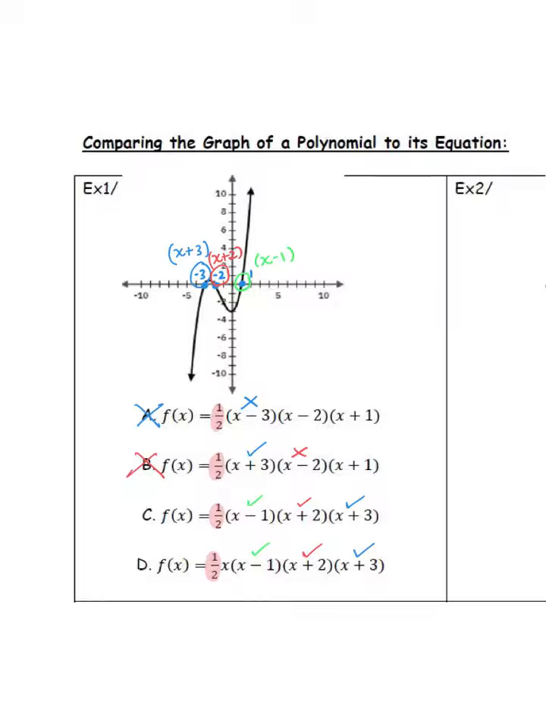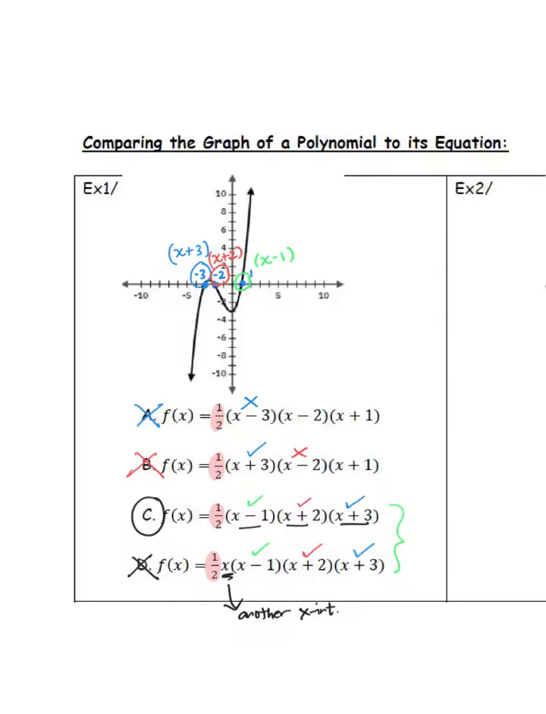So there must be something about these two choices that is different. The big difference is that the last choice, option D, has this extra x here. That means that there is another x-intercept, or another 0. And we can clearly see that there are only 3 zeros here. So it cannot be option D. It has to be option C. It only has 3 factors to match my 3 zeros.